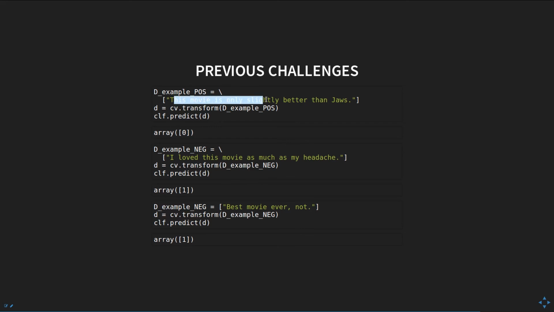So this movie is only slightly better than Jaws. It's supposed to be a big compliment, yet the model predicts it as being negative. I love this movie as much as my headache. Probably negative, right? But the model predicts positive, probably because it has no idea from these movie reviews that a headache is actually negative, right? And then similarly, this negative example, best movie ever, not. Very, very sarcastic, yet the model still thinks best movie ever, so yeah, definitely a positive sentiment.